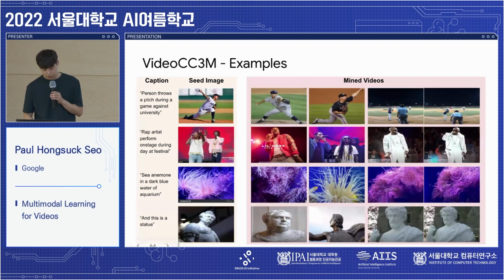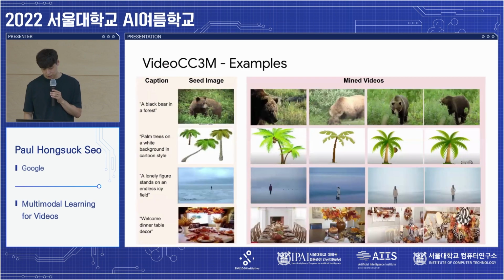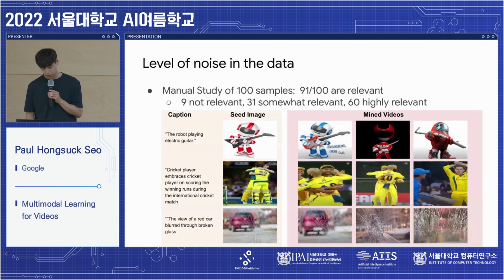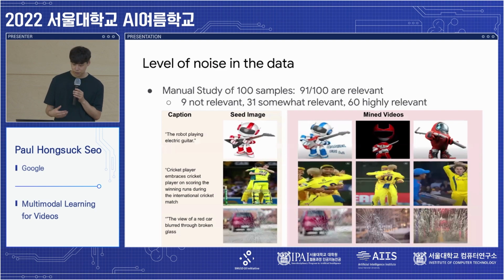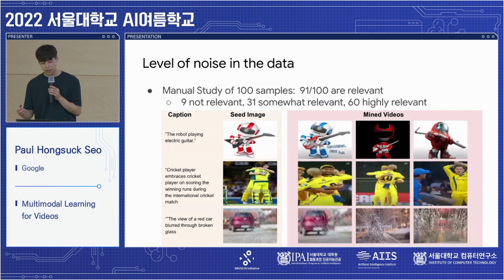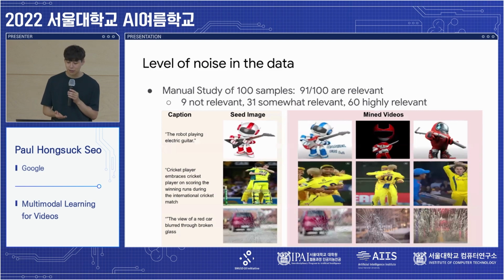The left images show the seed images, and on the right side are the matched frames. These are more examples. We also performed some preliminary tests to see the quality of the dataset. We manually asked raters to rate the samples on 3 different scales, and 91% of samples were annotated as relevant.